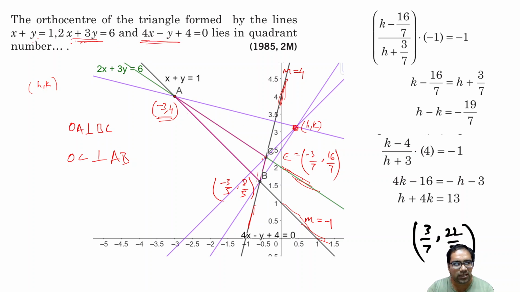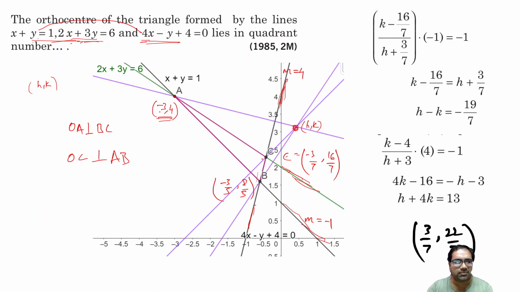That is, then we are getting this point minus 3 by 7 and 16 by 7. When we solve 2x plus 3y and x plus y, this is done. Then we solve this one and this one: x plus y equals 1 and 4x minus y plus 4 equals 0, and we'll get minus 3 by 5 and 8 by 5. This is plain simple solving two lines at a time.